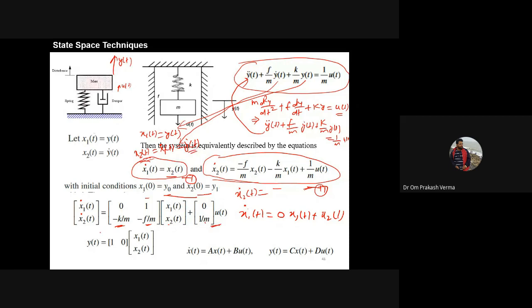In a similar way, we can write the output equation. This is the state equation, and this is the output equation. y(t) equals x1(t) plus x2(t). So in the state space representation there are two equations. First is x dot t equals Ax(t) plus Bu(t), and y(t) equals Cx(t) plus Du(t).